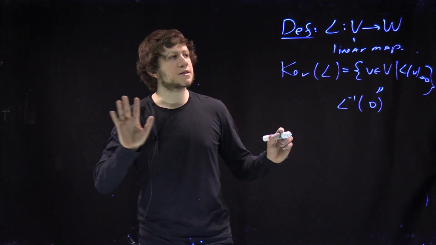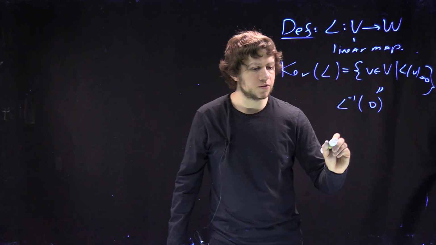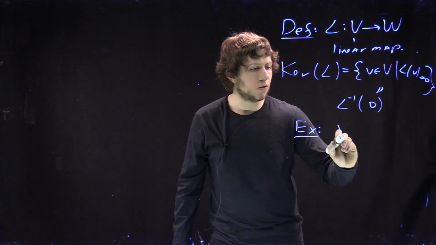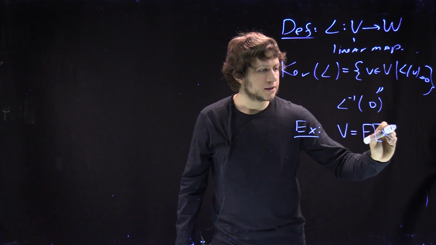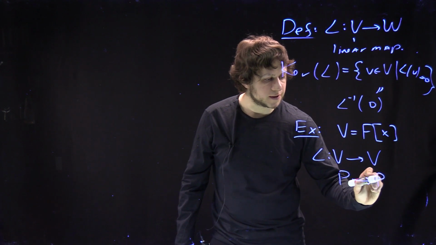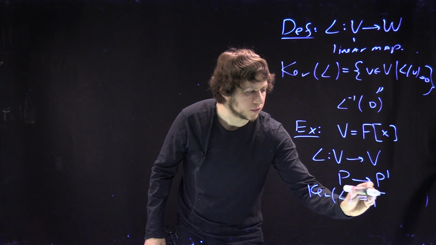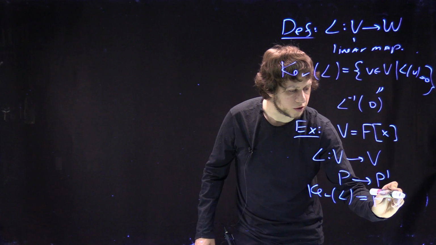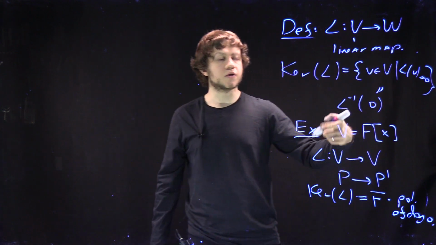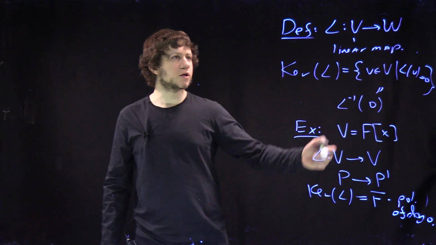Kernel is exactly something which measures how far your map is from being injective. So let me first give you an example. For instance, you can take the space of polynomials, and as a map L from V to V, you can take the map sending a polynomial to its derivative. Then the kernel of L is of course just polynomials of degree 0. The reason is that if the derivative equals 0, your polynomial has to be constant. So that's an example of a kernel of a linear map.